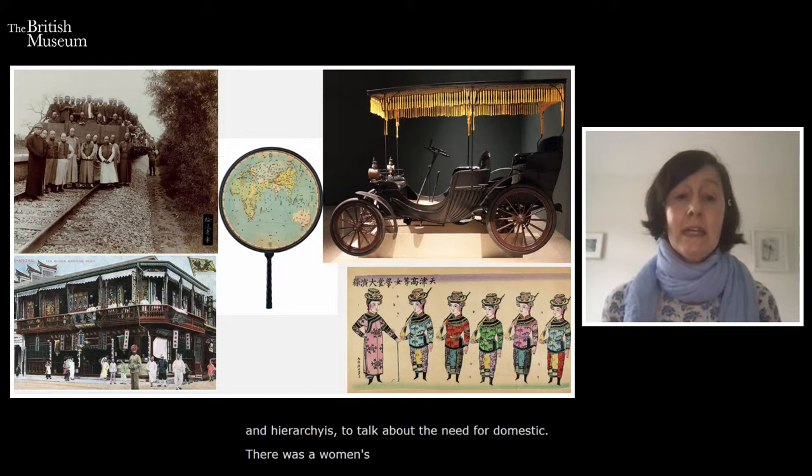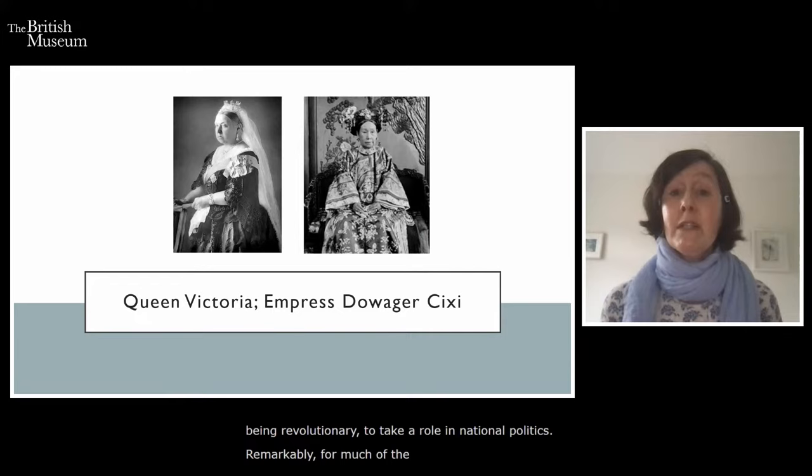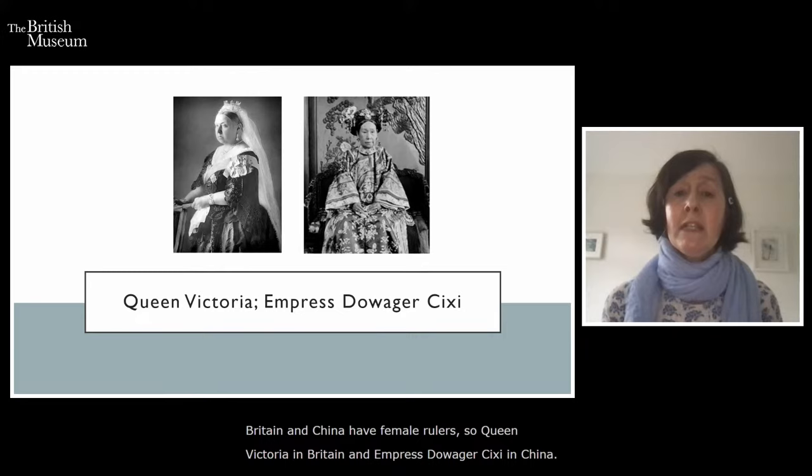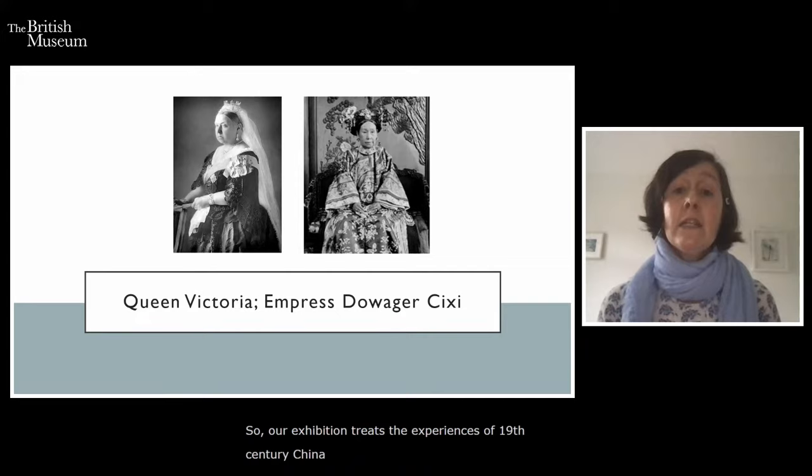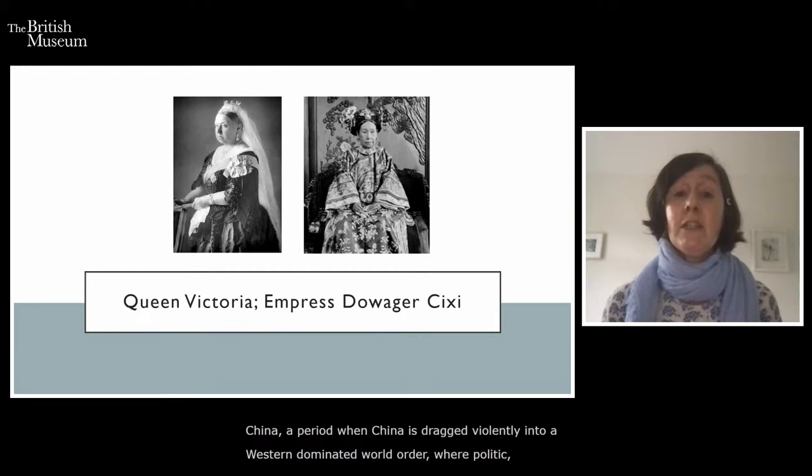And remarkably, for much of the 19th century, both Britain and China have female rulers. So Queen Victoria in Britain and Dowager Empress Cixi in China. So our exhibition treats the experiences of 19th century China as an essential bridge to 20th and 21st century China. It's a period when China is dragged violently into a Western dominated world order, when politics, culture, and everyday life are opened up to global influences and exchanges with an unprecedented intensity.